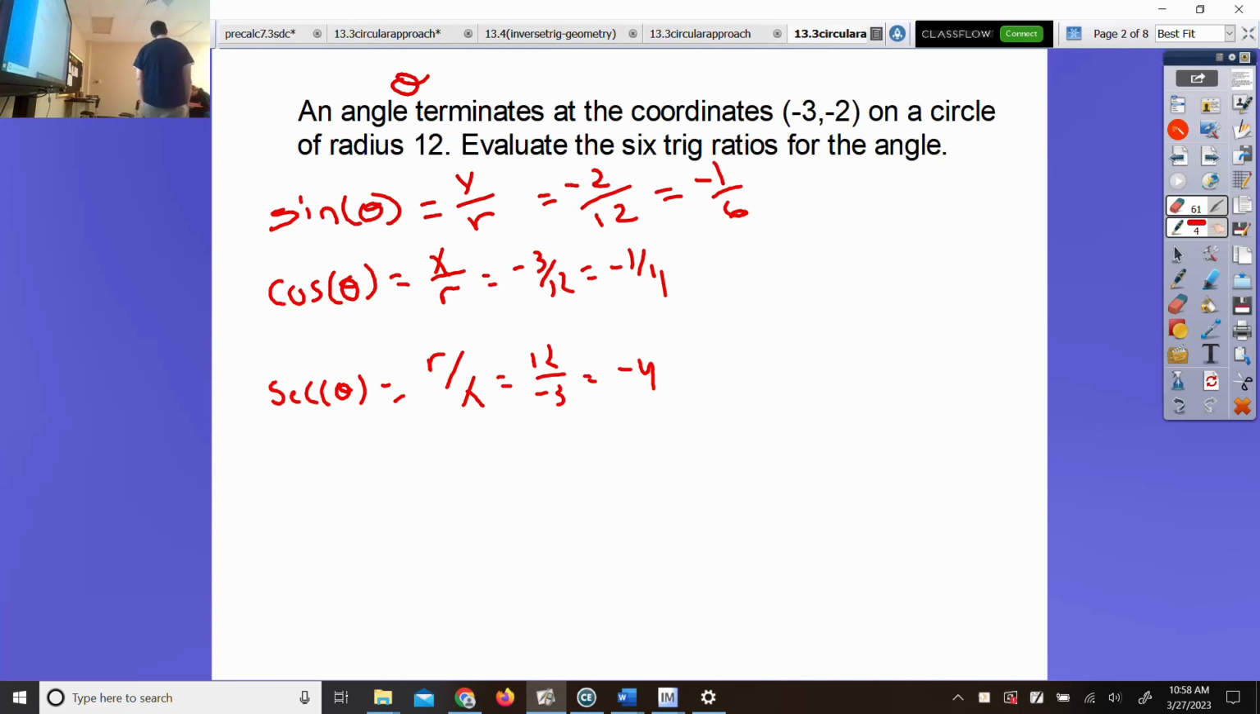That's the nice thing about the circular approach. It's easy, especially if we give you the radius. And they did.